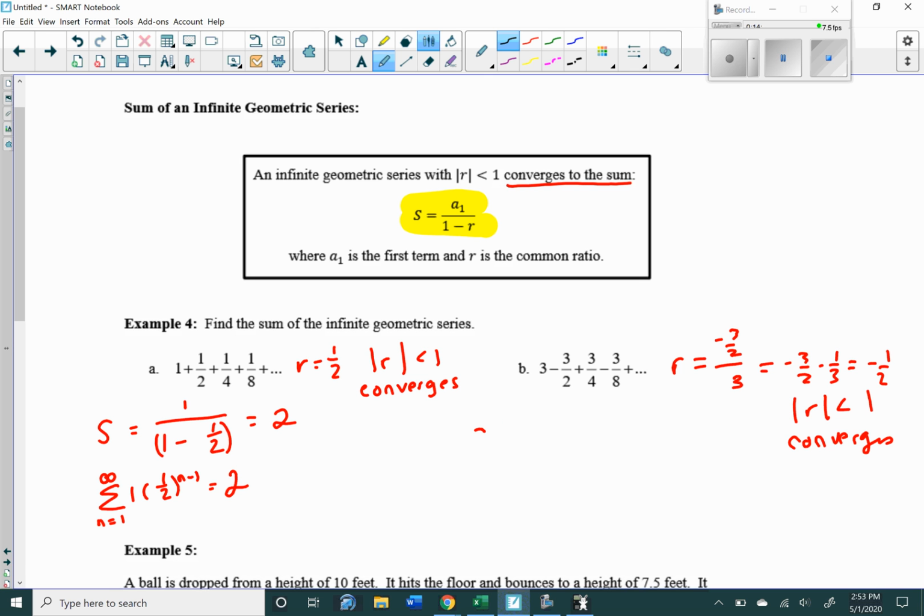So the sum is equal to, and again, it would be the same thing for this. You take your first term, which is 3, over 1 minus negative 1/2. So 1 minus negative 1/2, remember that becomes plus, so this would end up also being equal to 2.